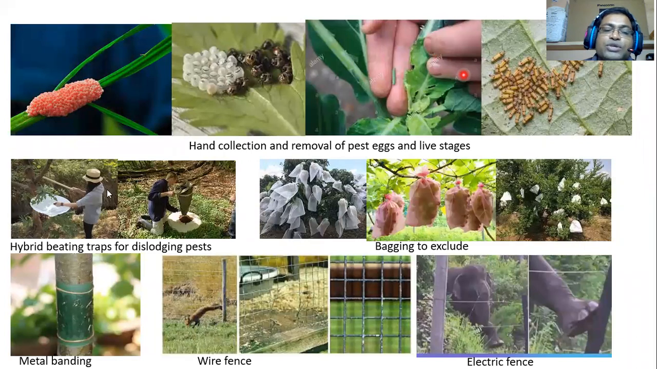And also you can use some traps, beating traps. If you identify so many beetles attacking your orchard crops, you can go and put the beating trays under the tree, and just shake your branches. All the beetles will fall down into the beating trays. Then you can burn them, or use kerosene and kill them. You can bag the fruits, especially orchard growers. They commonly practice this in pomegranate and mango.